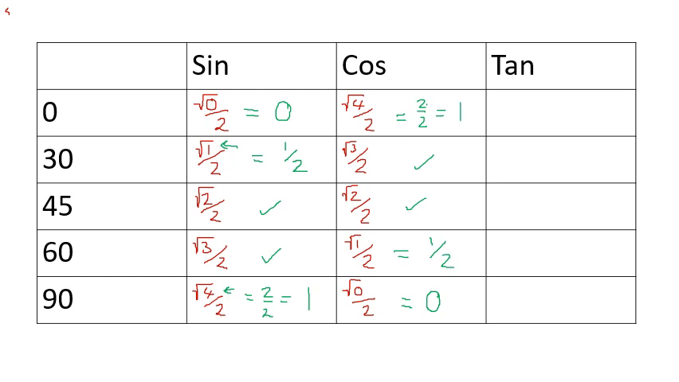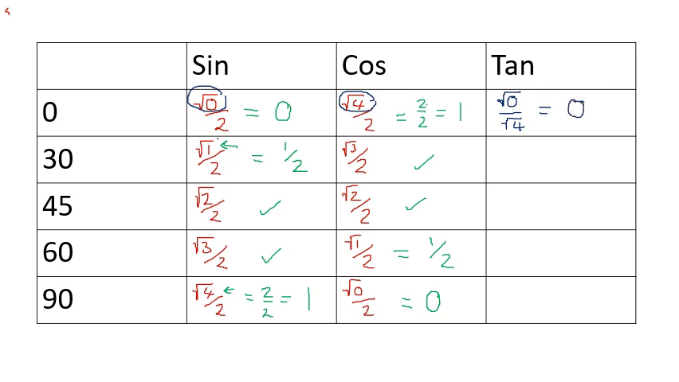And then tan is a tiny bit more difficult, but you can just use what you've done so far. So you end up doing this numerator divided by this numerator. So root 0 over root 4. Well, root 0 is 0, so 0 divided by anything is 0.